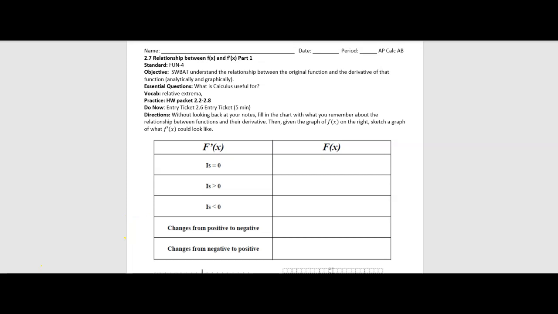Hello everyone, Mr. Fawcett back here with part 2 of our 2.7 lesson. We're talking about the relationships between f and f prime. You may notice that the title's changed. That's because I changed the title on the lesson paper. I thought it better represented what we were talking about.